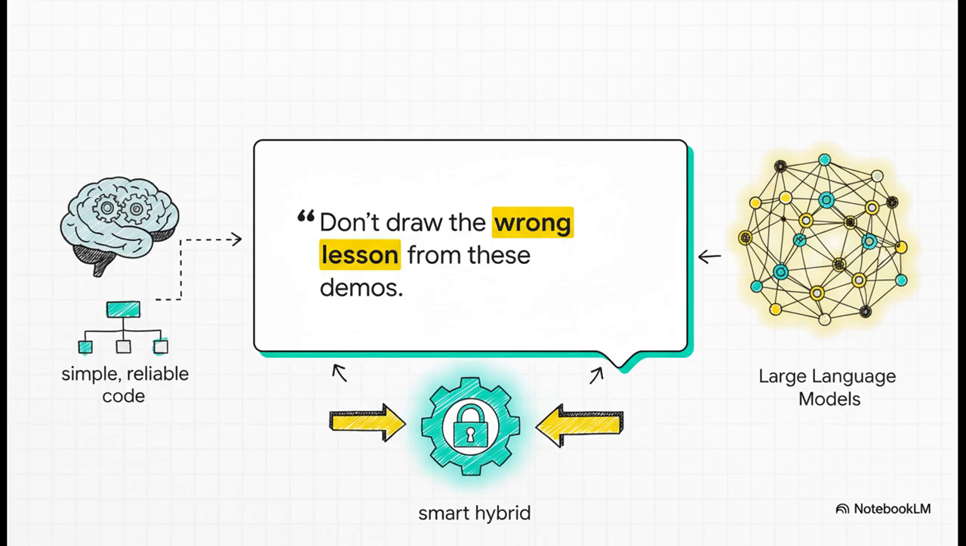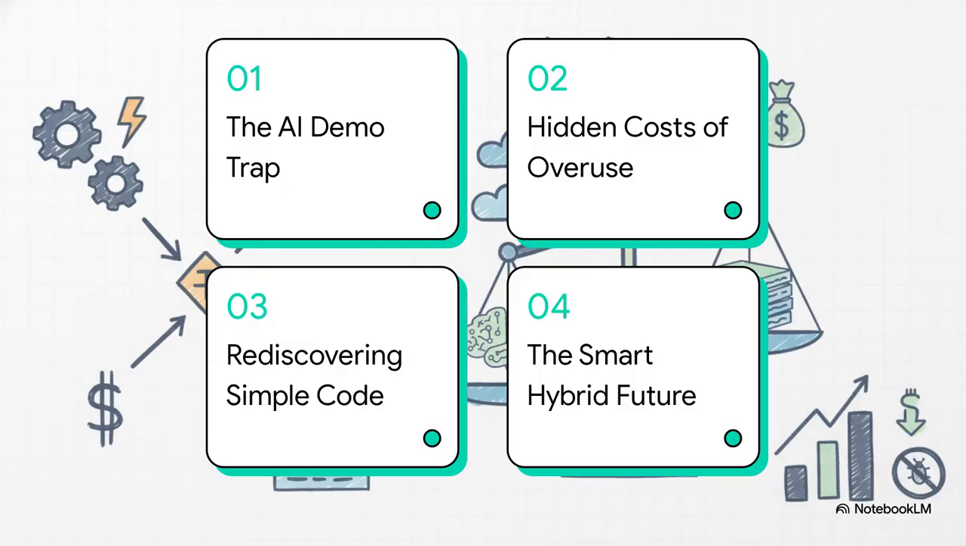Let's get into it. Here's our game plan. First, we're going to talk about something called the AI demo trap. Then, we'll pull back the curtain on the hidden costs of just throwing an LLM at every single problem. After that, we're going to say hello to an old friend, simple code. And finally, we'll see how all of this comes together to build a much smarter, high-value future.